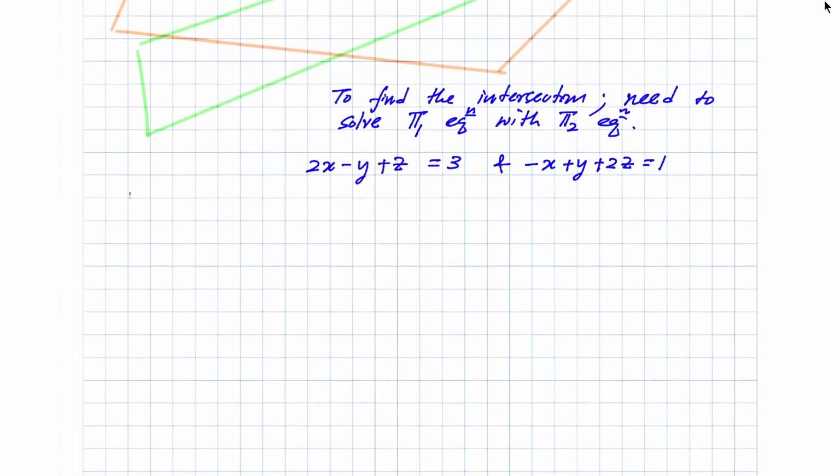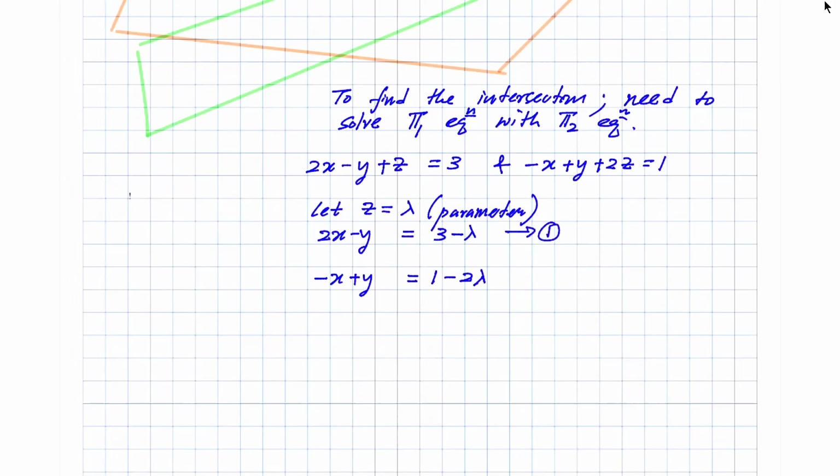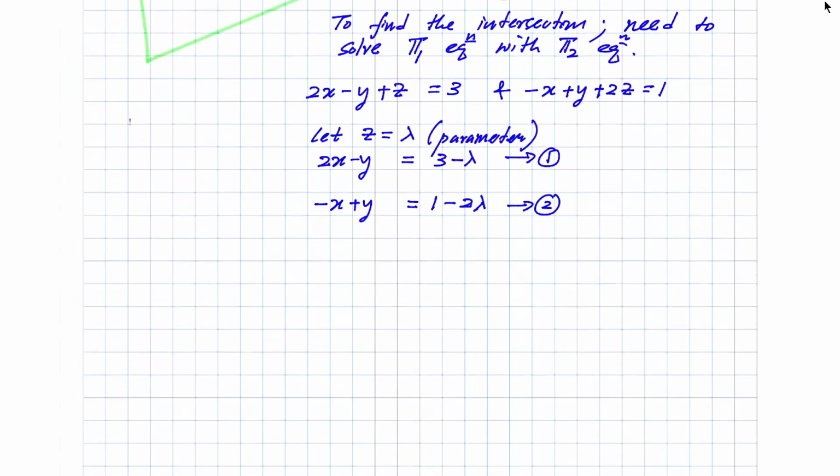So when you have a system, what we typically do is let z be a constant lambda. We consider lambda to be a parameter. Then 2x plus y is equal to 3 minus lambda. Then minus x plus y is equal to 1 minus 2 lambda. So with these two, you are now going to solve for x and y in terms of lambda.